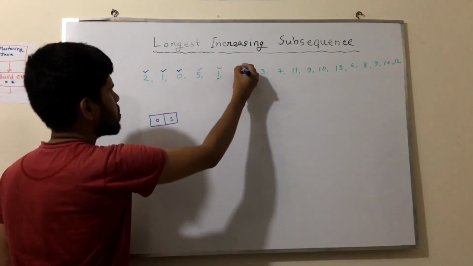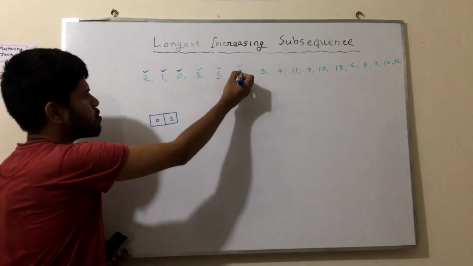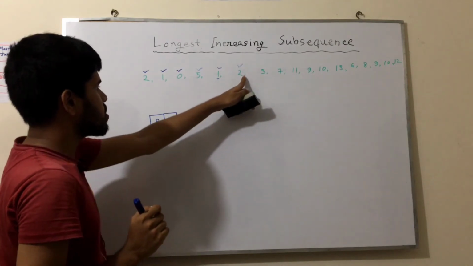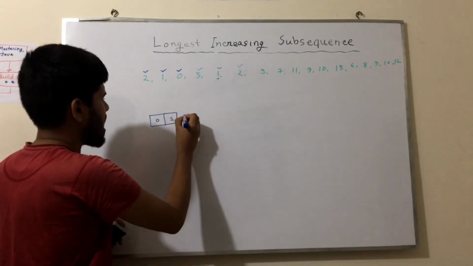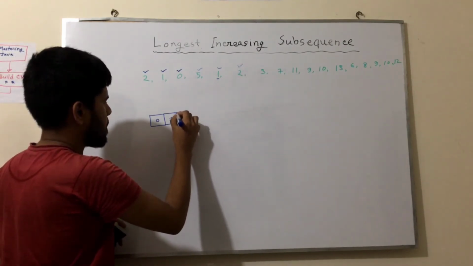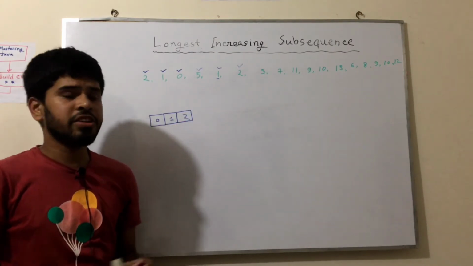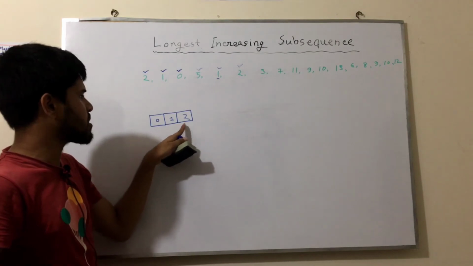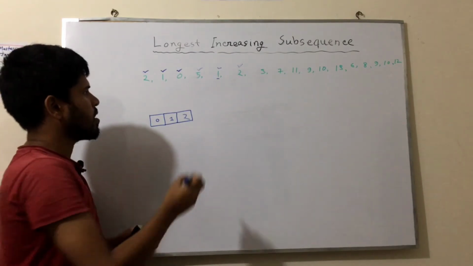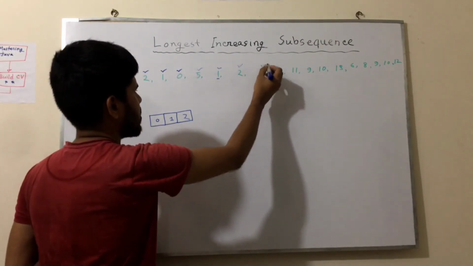Now we have 2. We see 2 is greater than the last element, so let's add 2 here. We can add 2 here, which is greater than 1. Now let's move forward. We have 3.